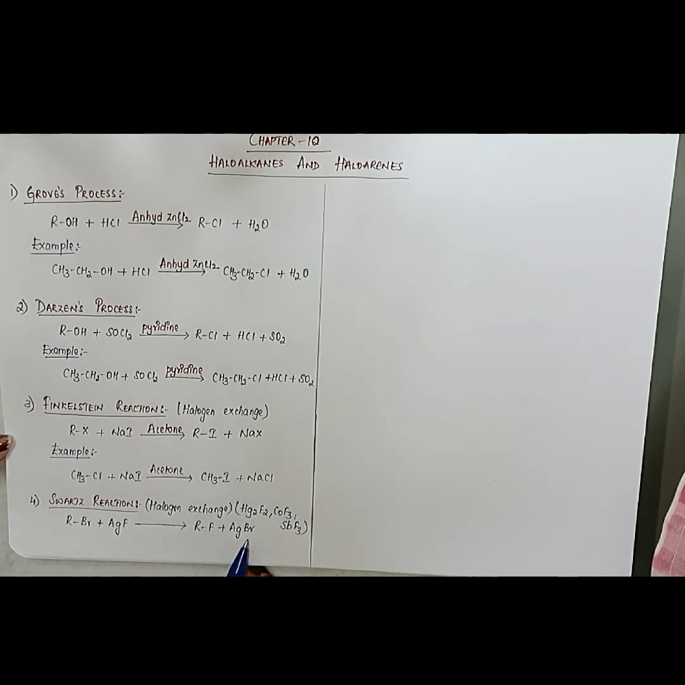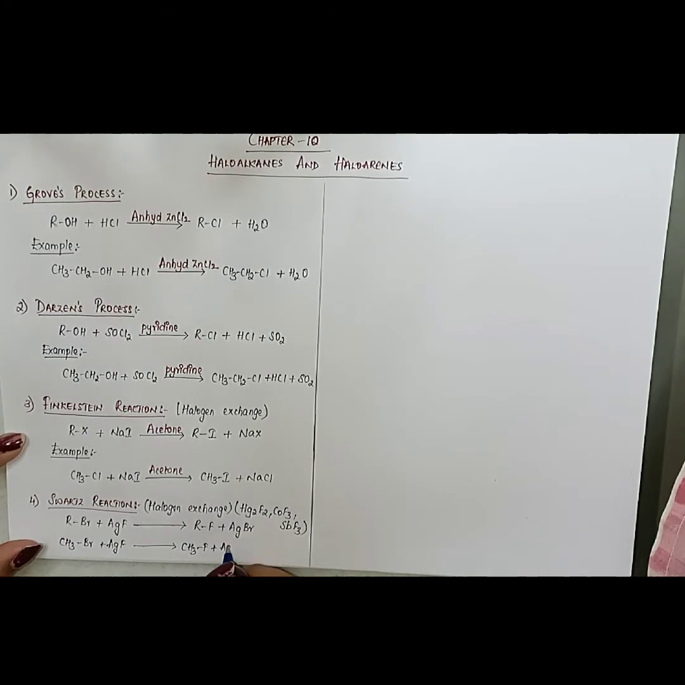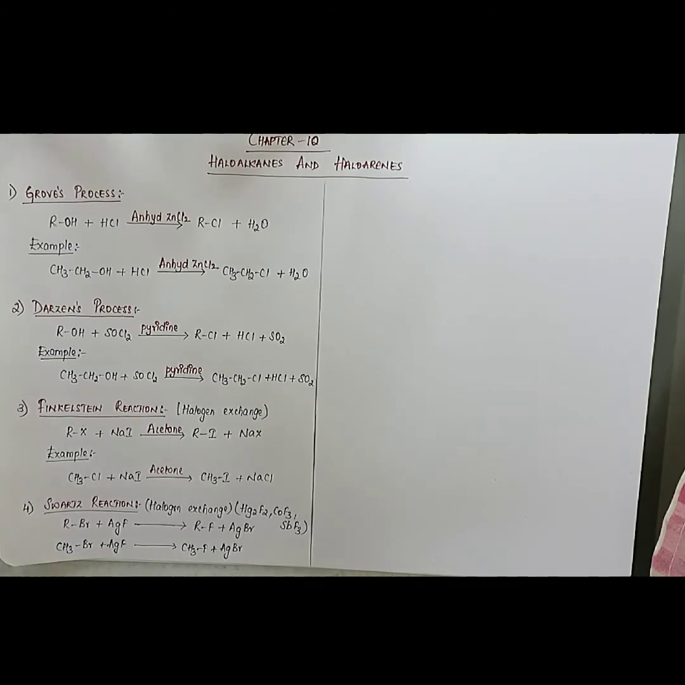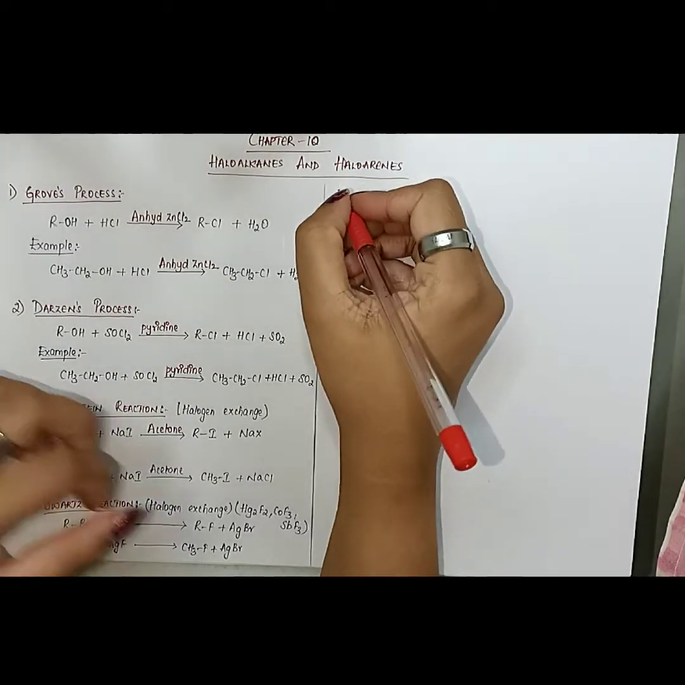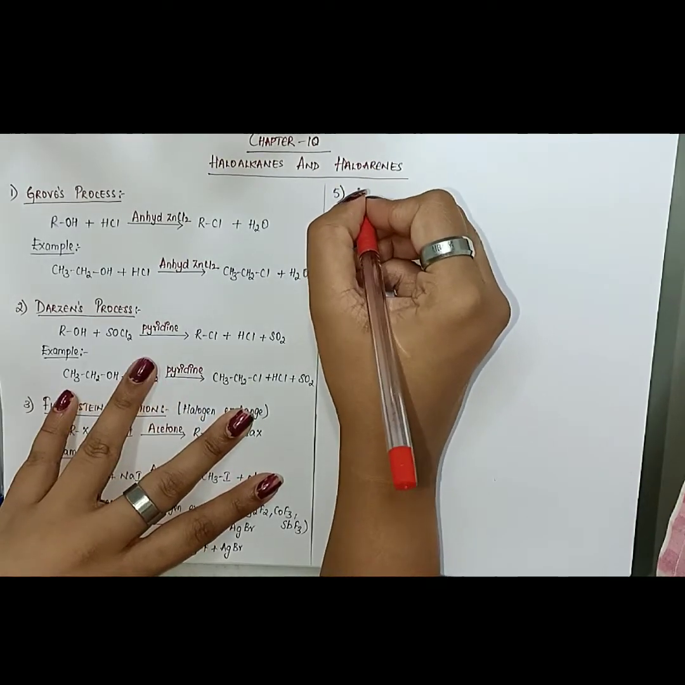This also, when you take an example for this, instead of an R group, I'm just going to put a methyl group. And I can just do a simple reaction. Methyl will pick up fluorine and give methyl fluoride plus AgBr. So this way these two equations here are halogen exchange methods. Now moving on to the next one, which is Sandmeyer's reaction.